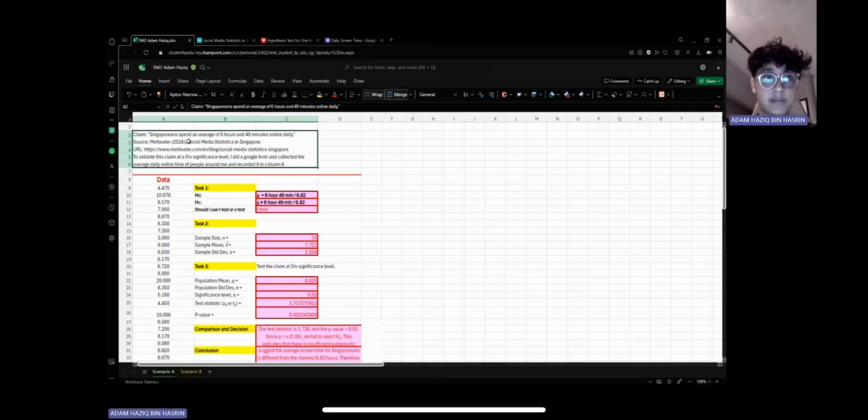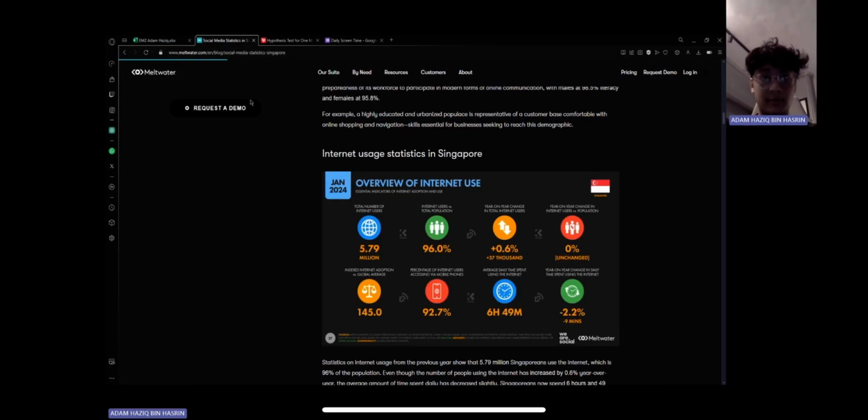So, starting off, my claim is that Singaporeans spend an average of 6 hours and 49 minutes online daily. I got this claim by reading the social media statistic article by Meltwater. And here it says the average daily time spent using the internet is 6 hours and 49 minutes.